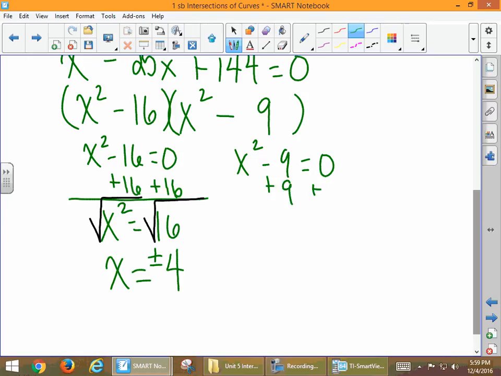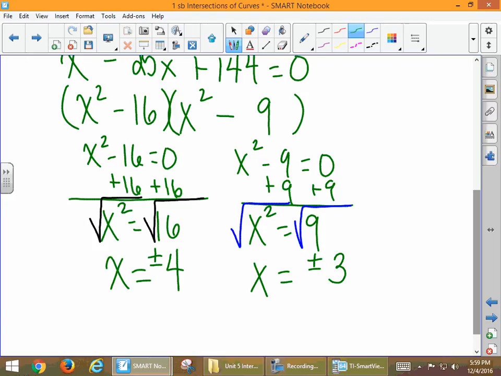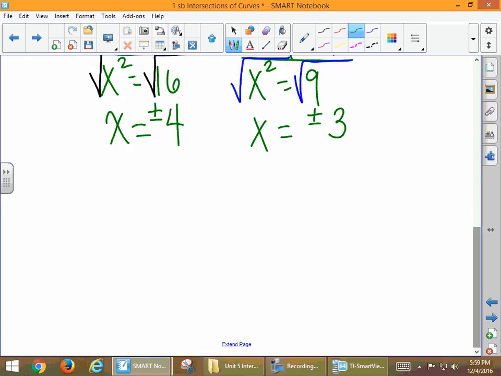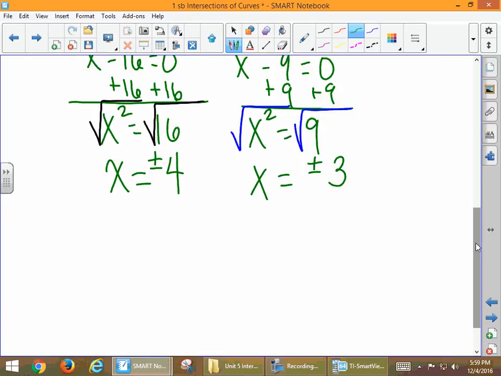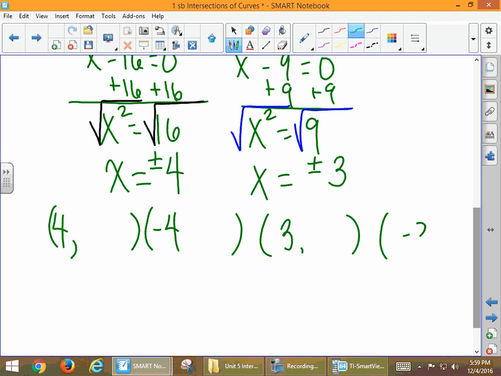Same kind of thing works here. Get x squared equals 9. Take the square root of both sides, and x equals plus or minus 3. So what this looks like is that we're going to have 4 intersection points. We're going to have a positive 4, and we're going to have a negative 4. We're going to have a positive 3, and we're going to have a negative 3.